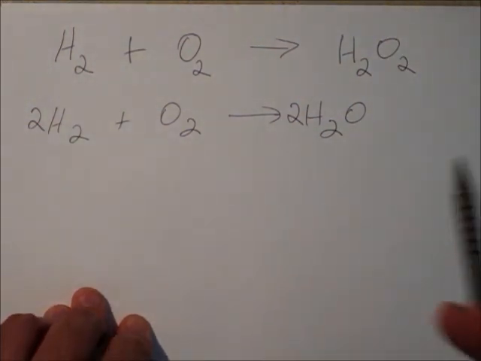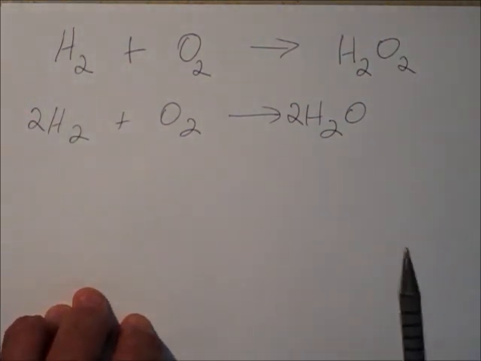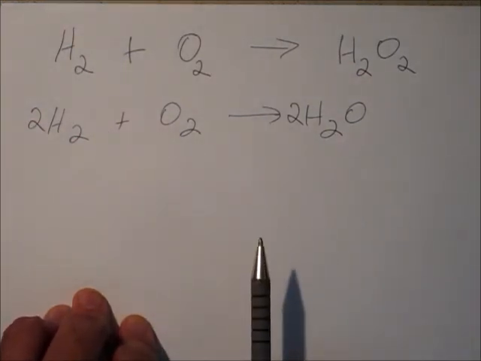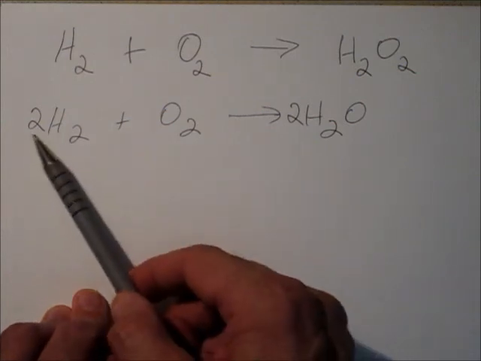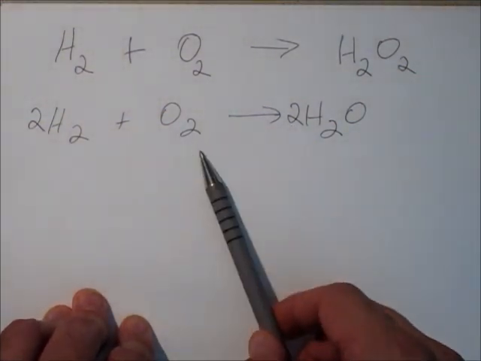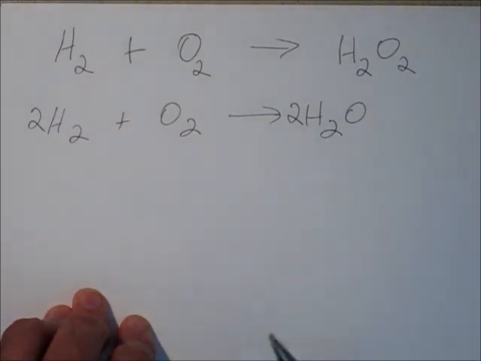Now it's balanced. Now, what I always say to students, and in fact I still do it myself, is to make sure that when you think it's balanced, go back and recheck it. Okay, I've got 4 atoms of hydrogen, 4 atoms of hydrogen, 2 atoms of oxygen, 2 atoms of oxygen. The equation's balanced.